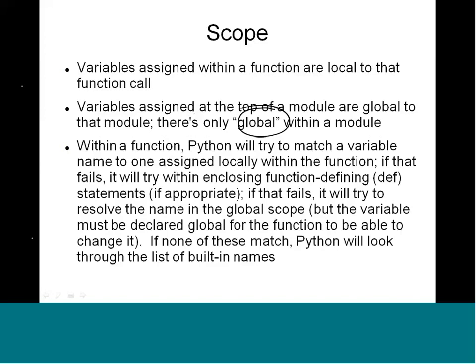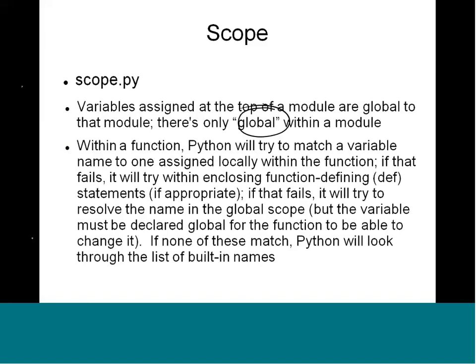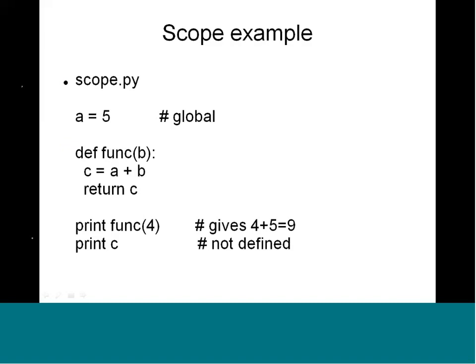So within a function, Python will try to match a variable name to one assigned locally within the function. If it fails, it will try within the enclosing function that defining statement, that is def, if appropriate. If that also fails, then it will try to resolve the name in the global scope. If none of these match, then Python will look through the list of built-in names. What the built-in names are, we will see in a while.